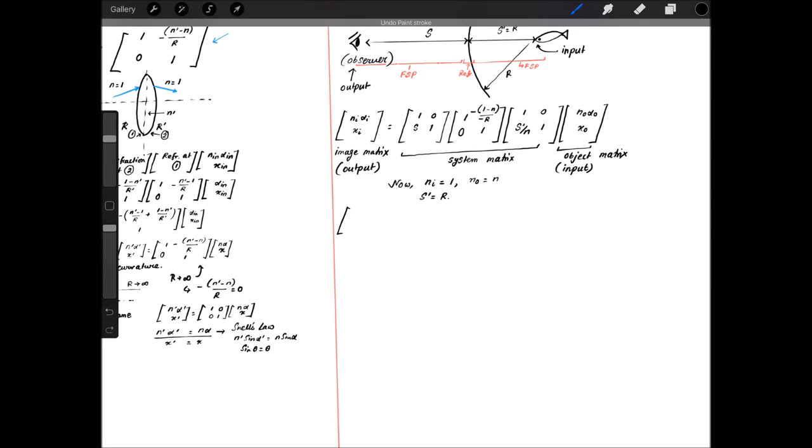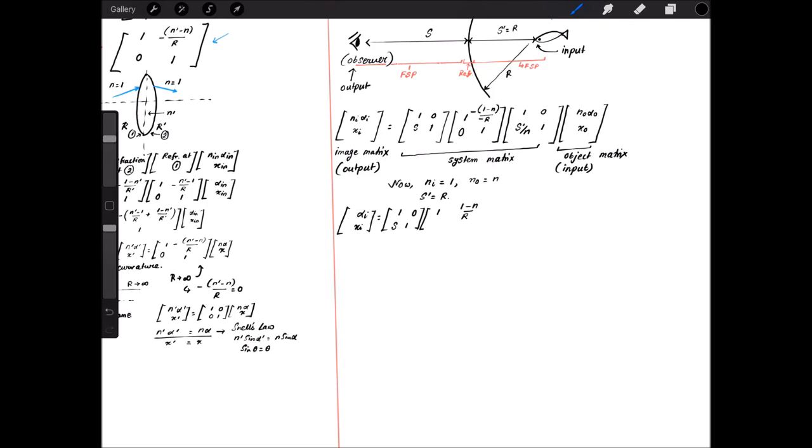So alpha I x I equals 1, 0, S1, 1, n minus... the negative signs above and below cancel out, so we have 1 minus n over r, 0, 1, and we can write 1, 0, r over n and 1 times n alpha naught x naught. So this is your system matrix.